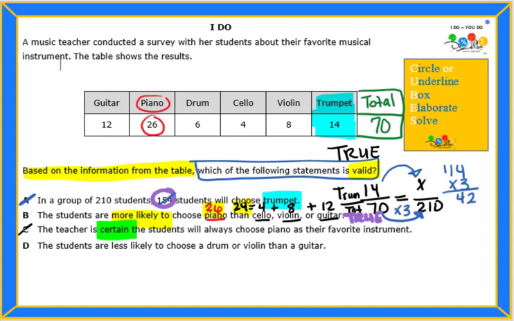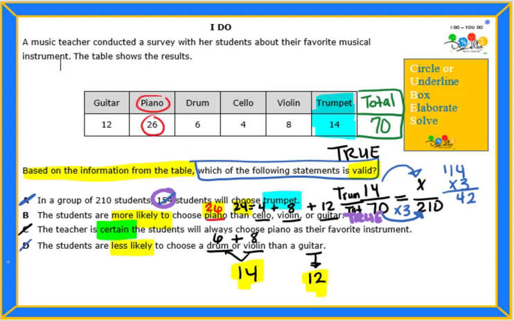Letter D, the students are less likely to choose drum. So let's go ahead and look at drum. And we see here that that's 6. Or violin, that's 8. Remember, when we see the word or, that means either or, so we can put them together. So that would be 14. Then a guitar. Guitar was 12. So again, we're looking at our comparison statement. Less likely. So is 14 less likely than 12? No, 14 is more likely, because 14 is higher than 12. So this is not true.